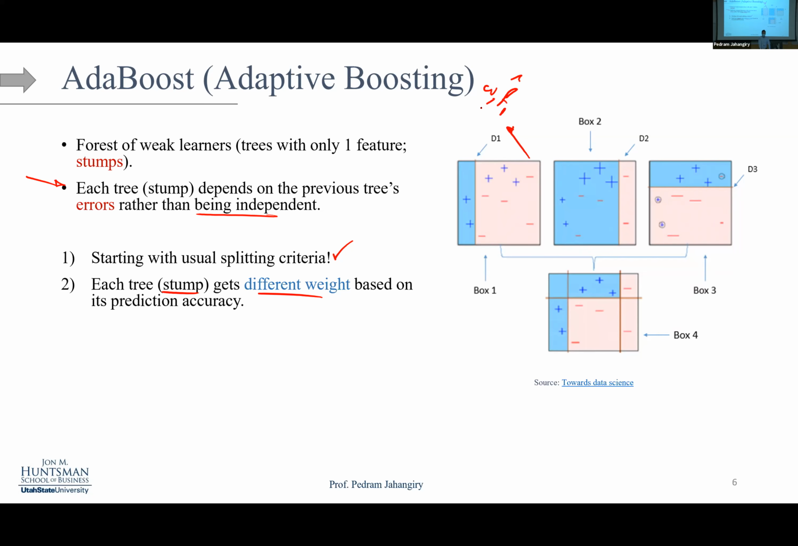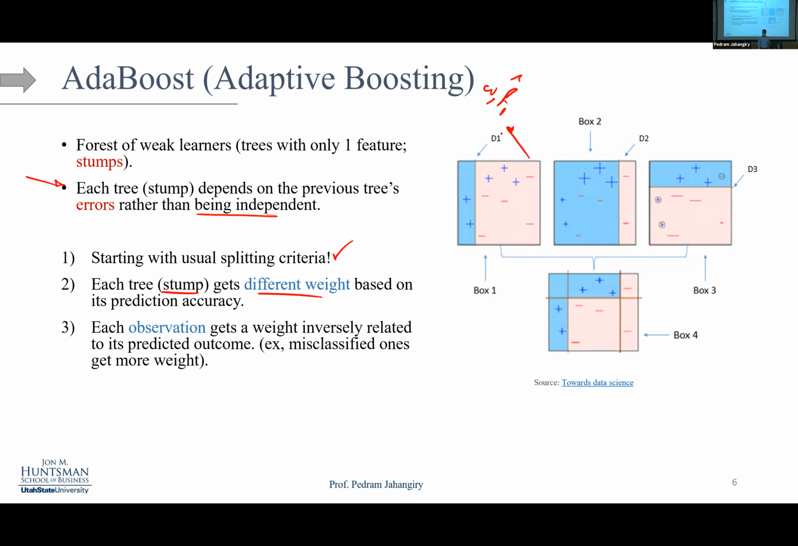Are you following? So I can compare the accuracy of box 1 versus box 2 versus box 3, right? And I can give them some weights with regards to the accuracy. Then each observation, each instance, will get different weights as well. So what does it mean? The weights are going to be inversely related to the prediction outcome. For example, if I look at this first split, the blue ones, these are good classifications. The ones on the right, these are bad classifications, misclassified observations. So the algorithm is going to give them more weights, right?